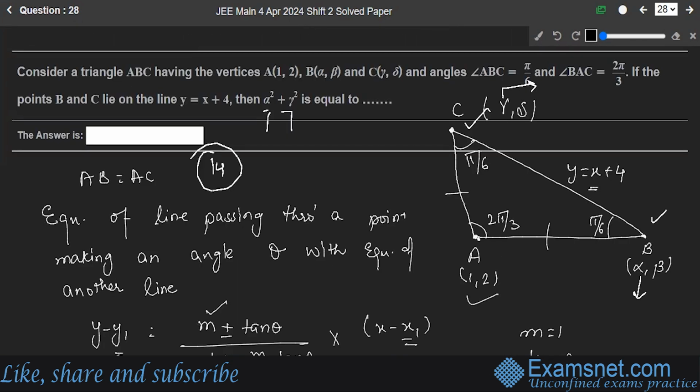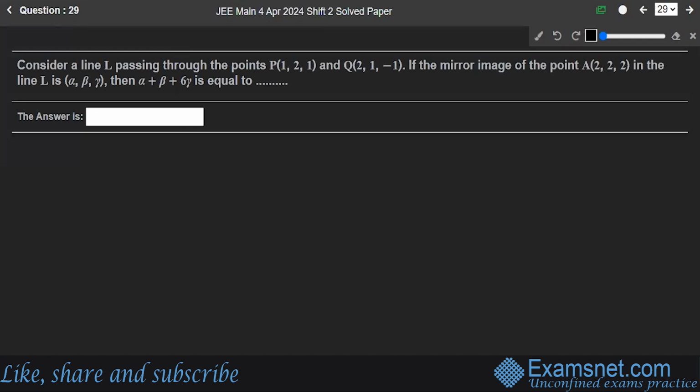Here you have 14 is the right answer to the question. Hope you understood that. Let's move to the next question then. Question 9, consider a line L passing through the points this and this. If the mirror image of a point in the line is alpha, beta, and gamma, then the value of alpha plus beta plus 6 gamma is.